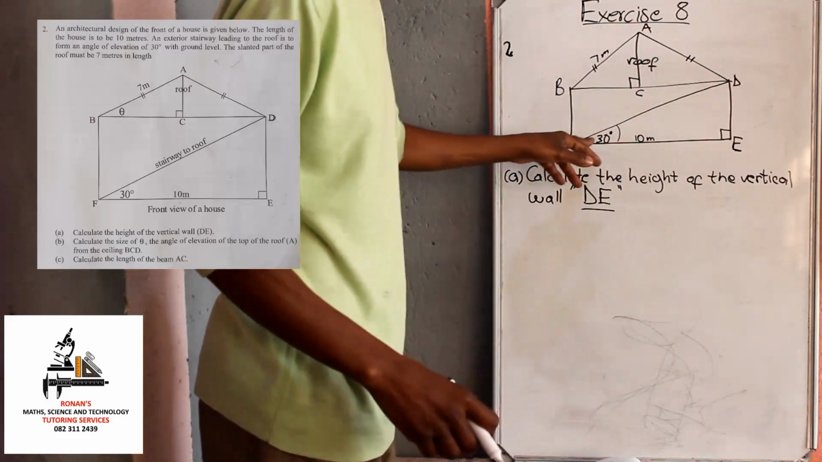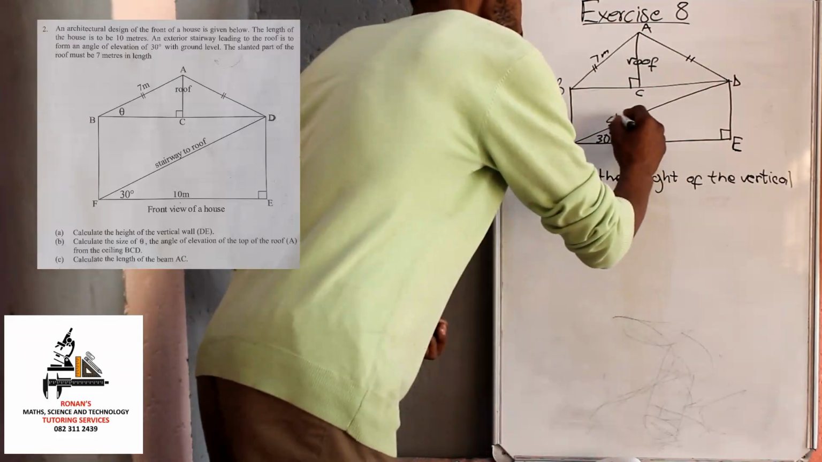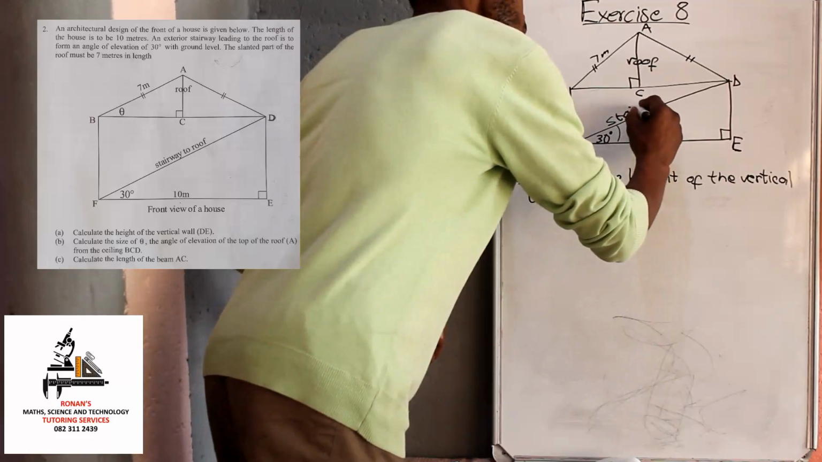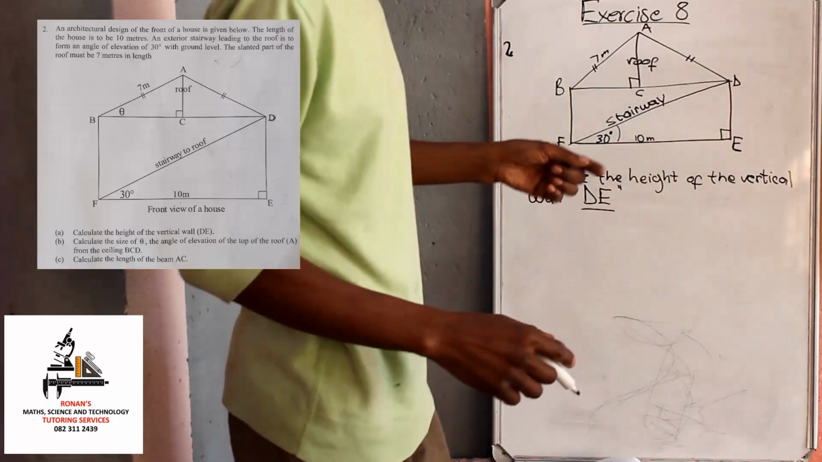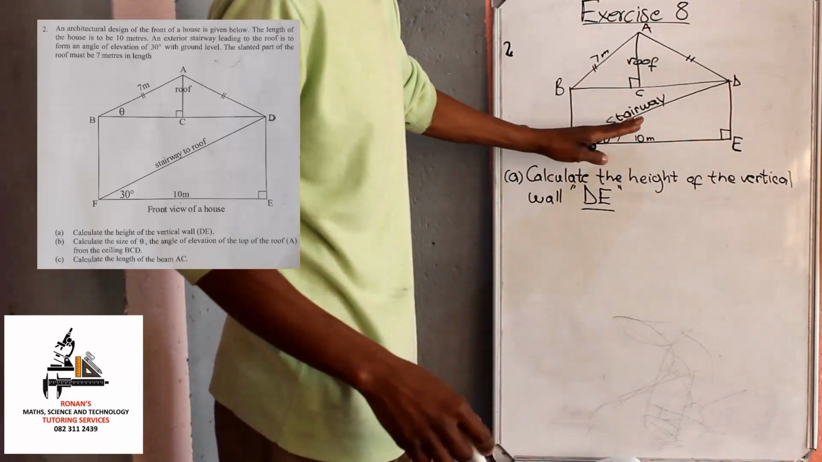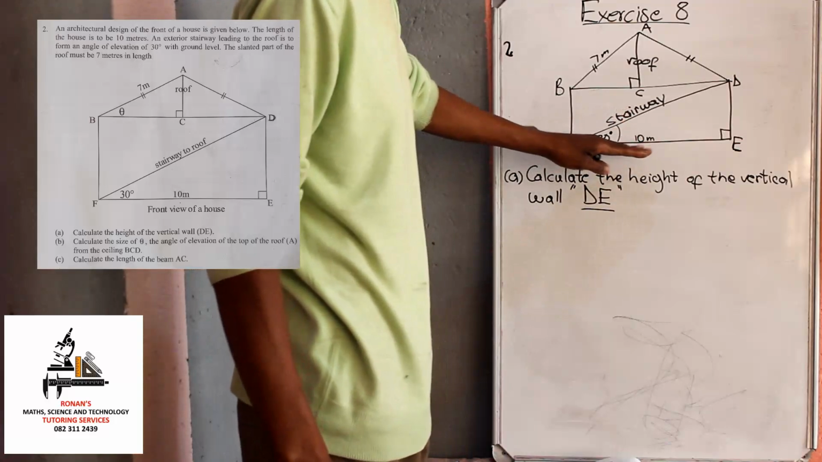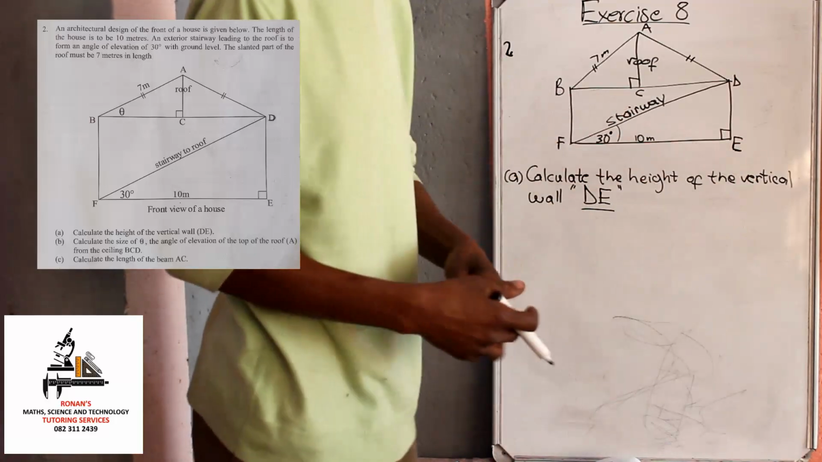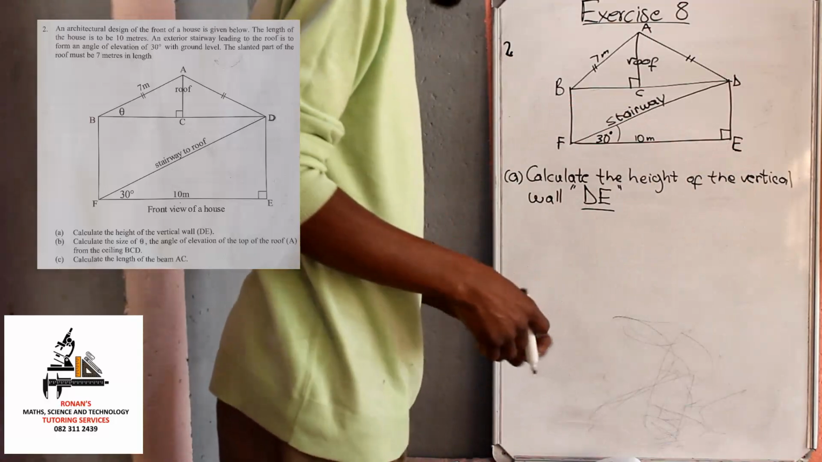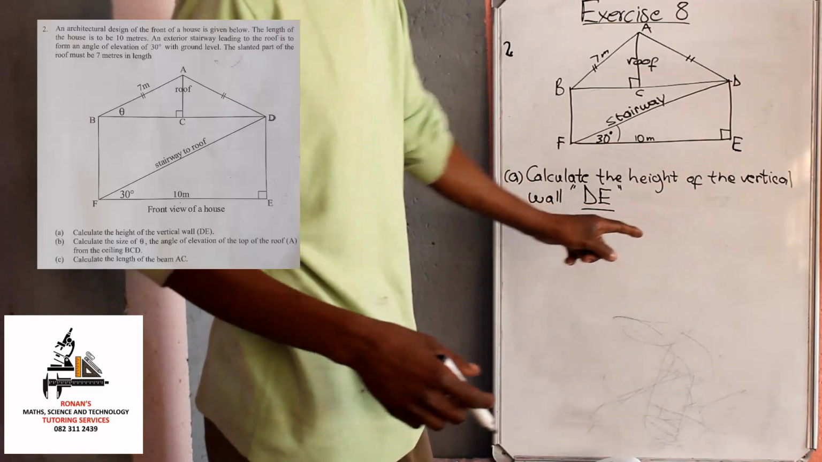And then we've got a 30-degree stairway. This is the stairway to the roof. Now that stairway is 30 degrees inclined from the surface of the ground, and the distance between F and E is actually 10 meters. Now they request us to calculate the height of the vertical wall DE.